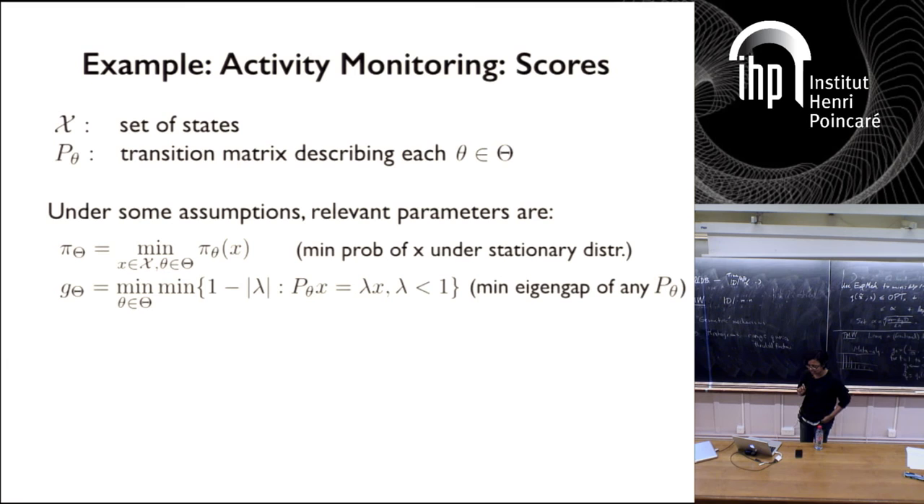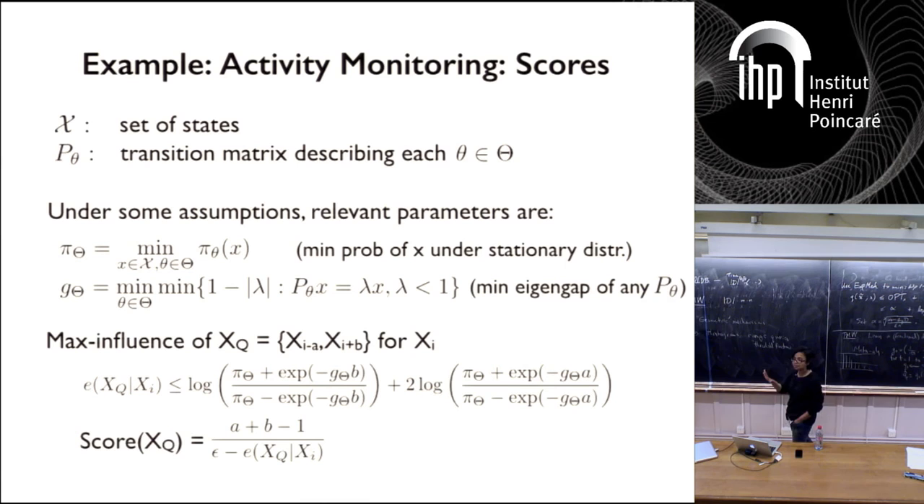And then the other one we need right now is reversibility. We are trying to work with some mathematicians to try to fix it, and I think there's something we can say. Under this assumption, there are just two relevant parameters. One parameter is pi theta, which is the minimum probability of any state under the stationary distribution under any theta. The second parameter is g sub theta, which is essentially the minimum eigengap of any of the transition matrices. So these are the two parameters you get. The reason I'm saying this is just to make the point that it becomes quite clean. You can calculate an upper bound on this max influence, and the upper bound looks like this. You can just calculate it, and then you can calculate the score.